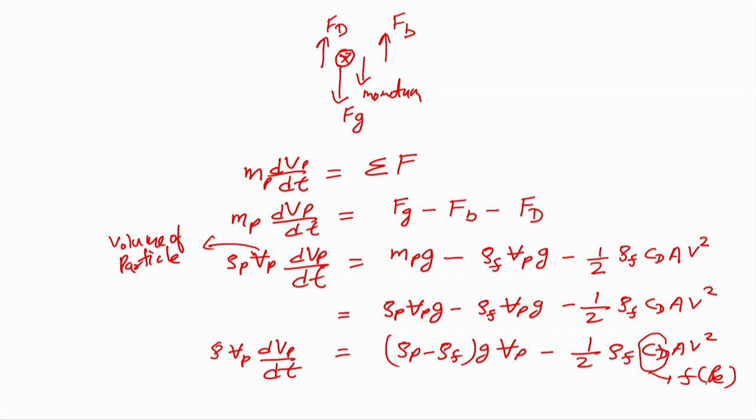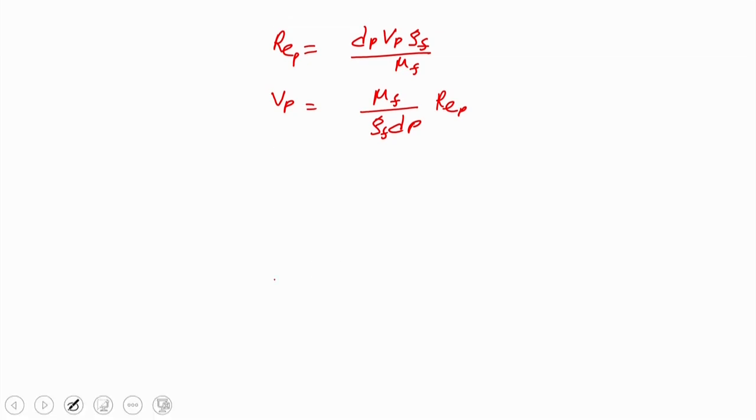will be defined for the particle Reynolds number, which is being defined as Re will be equal to what? It will be dp, it will be vp, it will be ρ of fluid upon μ of fluid. So, this will be the particle Reynolds number. Okay. We have already discussed it earlier. So, vp we can write it as μf upon ρf into dp into Re,p. Okay. So, dvp will be equal to what? μf upon ρf dp into dRe, Re particle.